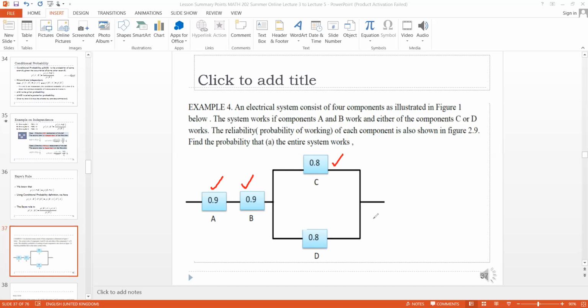Clearly we've been told that the system will work if A and B and either C or D is working. Good. So that is the probability we need to find, the probability of this relation.